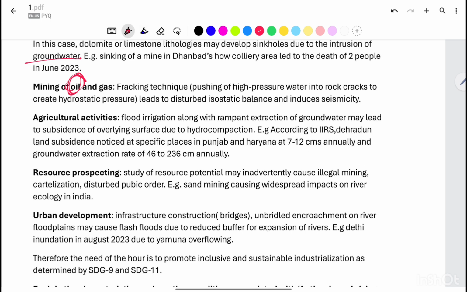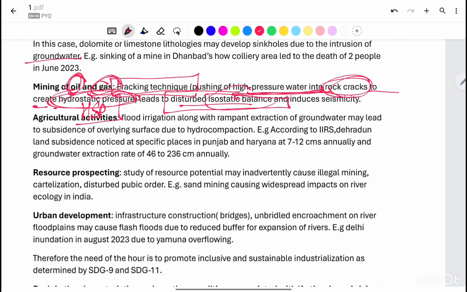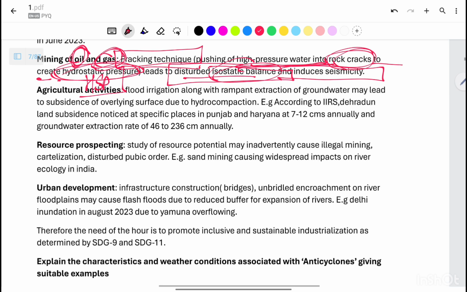Mining of the oil and then the gas. We have the fracking technique where you are using high pressure water in the rock cracks to create a hydrostatic pressure. We are creating a hydrostatic pressure, and this is going to disturb the isostatic balance and induces seismicity.